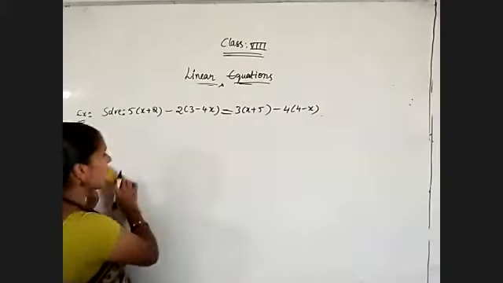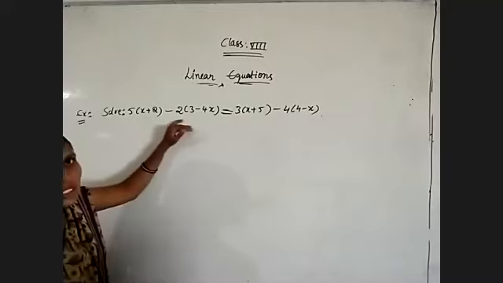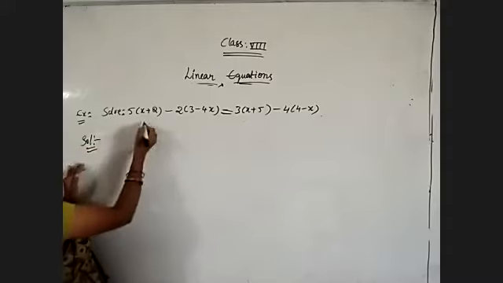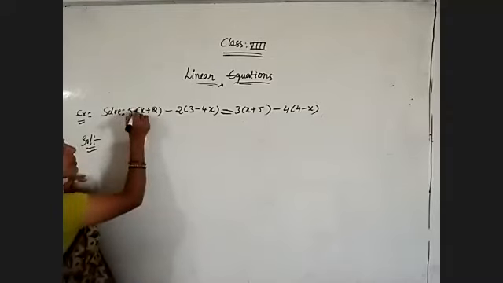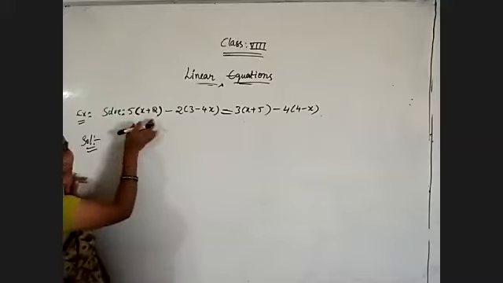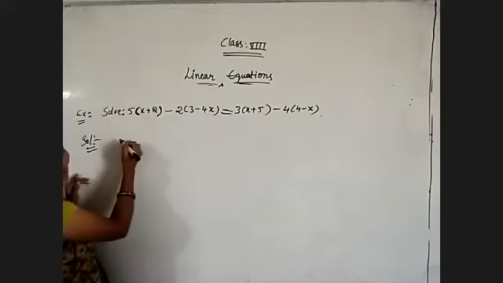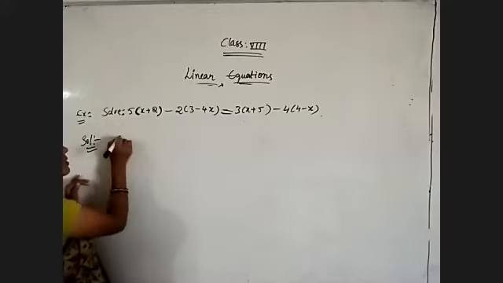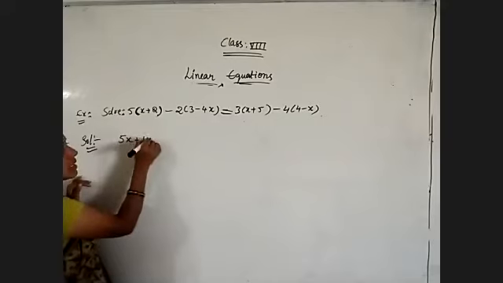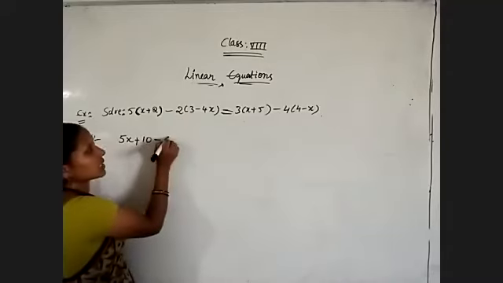So I am telling now, in this we have brackets, so we have to remove those brackets first. My first step: 5, we need to multiply for both the terms, that is x and 2. That's how we can remove the bracket. So this bracket is nothing but 5 into x, 5x, plus 5 into 2, 5 twos are 10. Each and every term we need to multiply. Minus 2 into 3, 6.